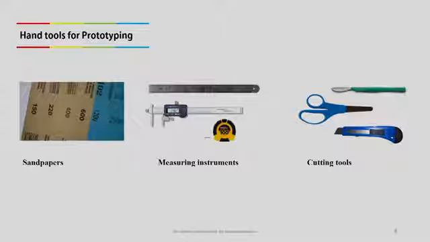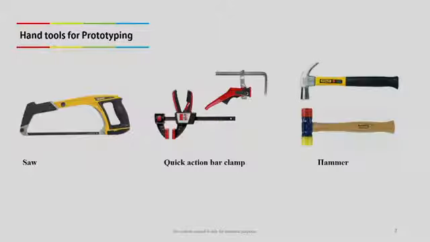Next is measuring instruments. You may need measuring tape, vernier calipers and steel rules. And you also should have some cutting tools such as scalpel, scissor, industrial cutters. You also need different kinds of hacksaws, quick action bar clamp, hammer and mallet.